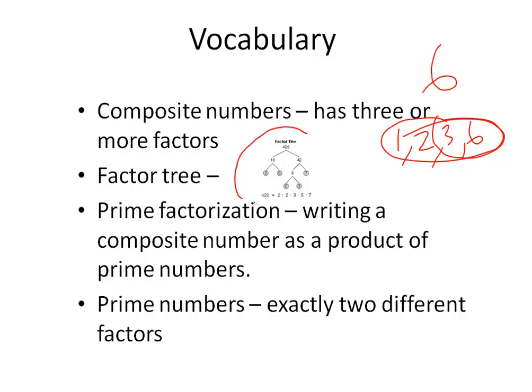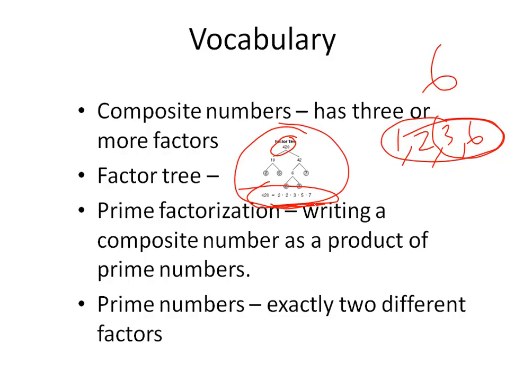A factor tree looks just like this, where we start with a larger number and we break it down into the smallest prime numbers that make it up. Prime factorization is writing the composite number as a product of the prime numbers. You can see here that 420 is a composite number. The prime numbers are 2, 2, 3, 5, and 7.